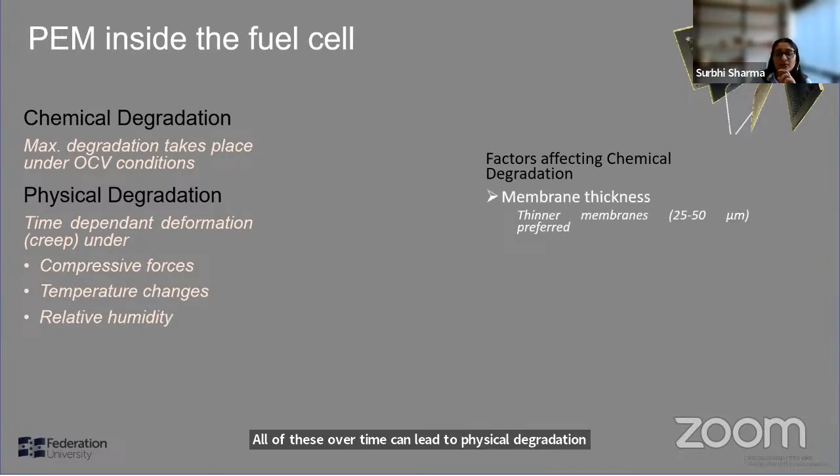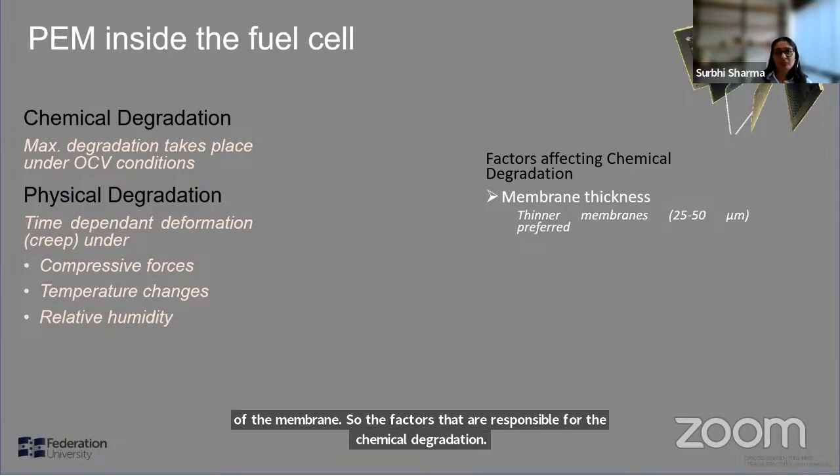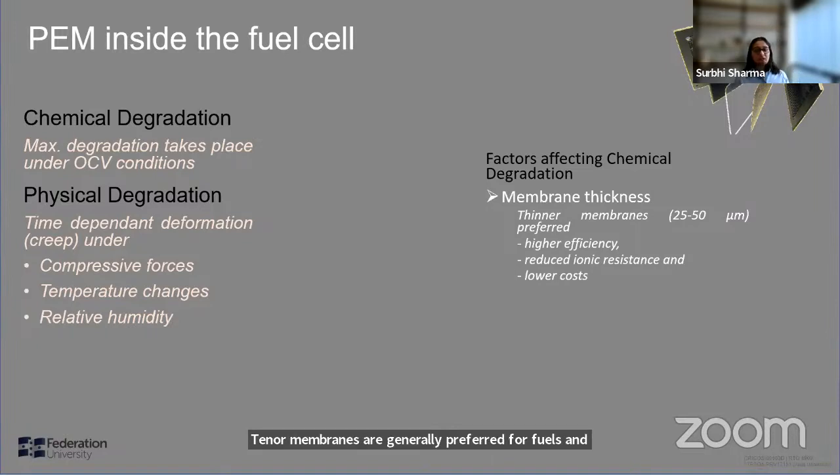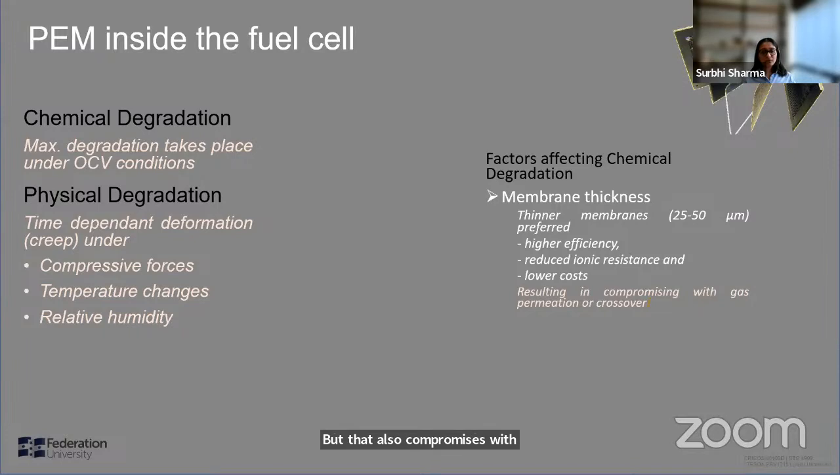So the factors that can lead to enhanced chemical degradation include membrane thickness. Thinner membranes are generally preferred for fuel cell setups because they allow for higher efficiency and reduce losses in terms of ionic resistance. And they're also low cost because less material is being used. But that also compromises the ability of the membrane to be impermeable to gases, which means there are more chances of gases permeating through.